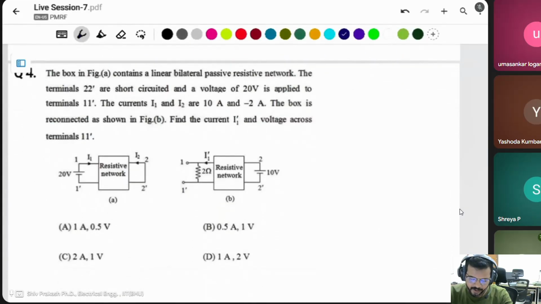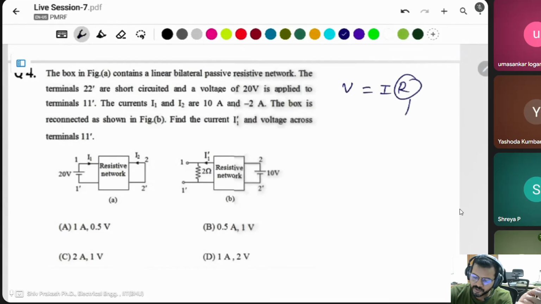Next, the box in figure A contains a linear bilateral passive resistive network. Linear bilateral passive resistive network means V is equal to IR. All are resistive components. When the voltage is increasing, the current is increasing linearly. All is the resistive network.